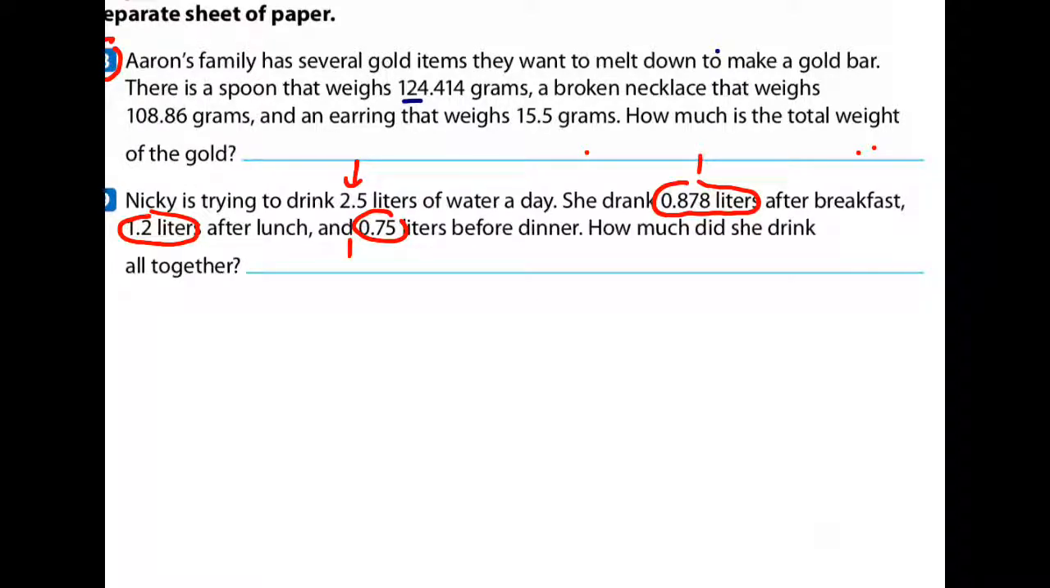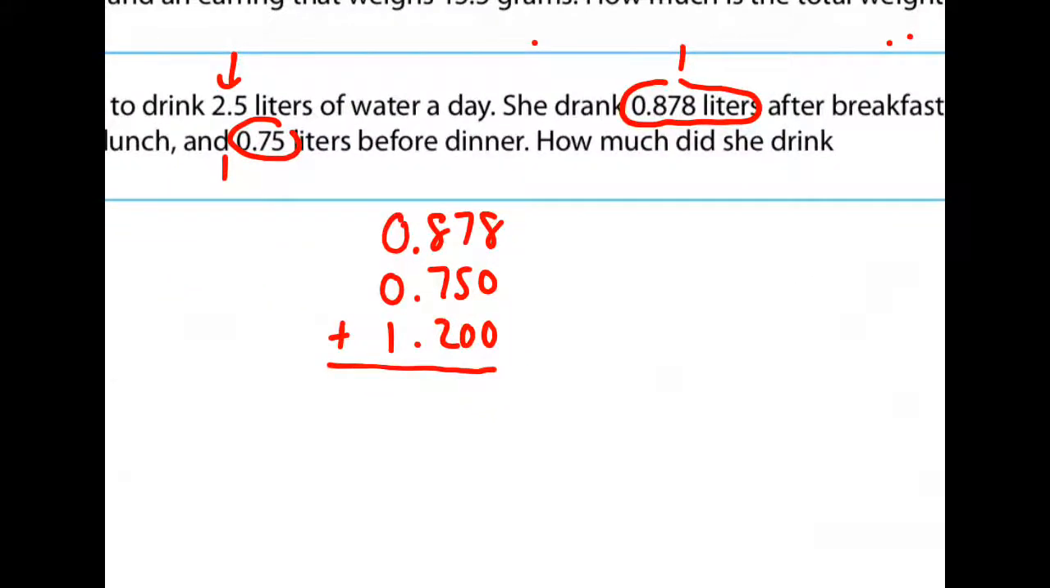So I'm going to do 0.878 plus 0.75, add my 0, plus 1.2, add 2 zeros. Okay, so check and see if your addition problem is at least lined up correctly. If it's not, pause the video and fix it before you watch the rest. If you are lined up, let's continue.